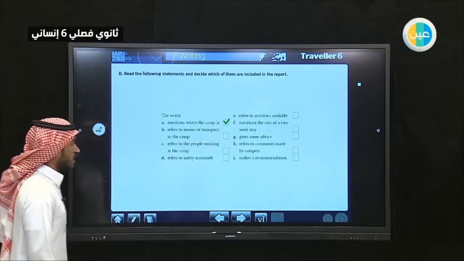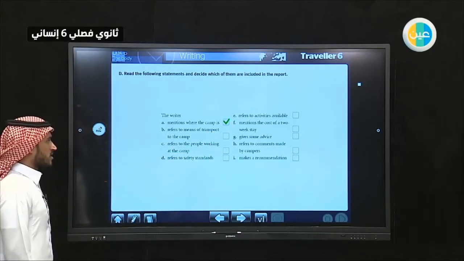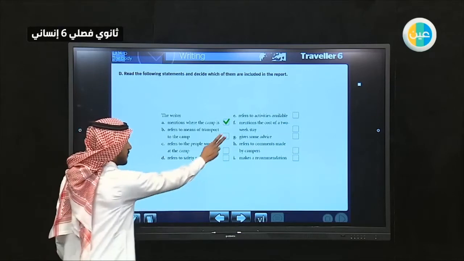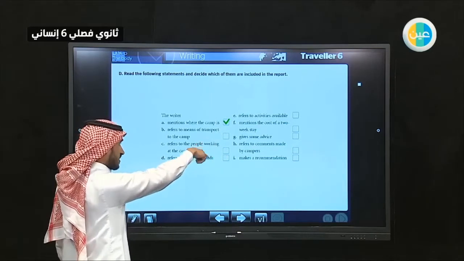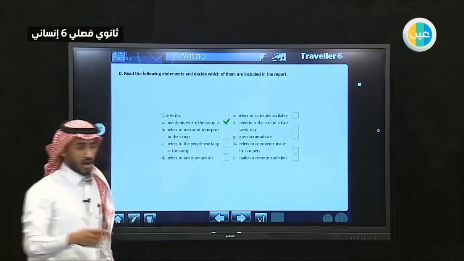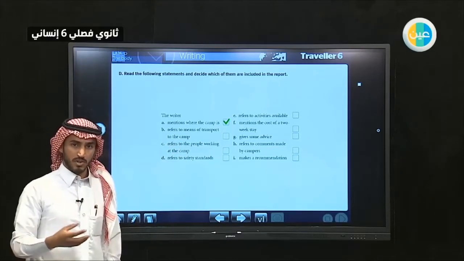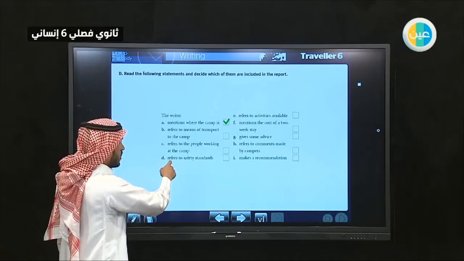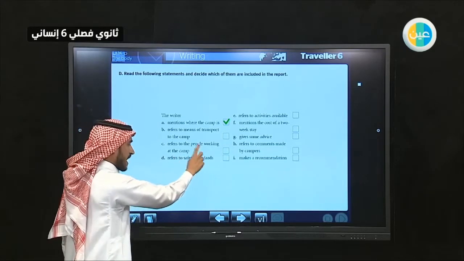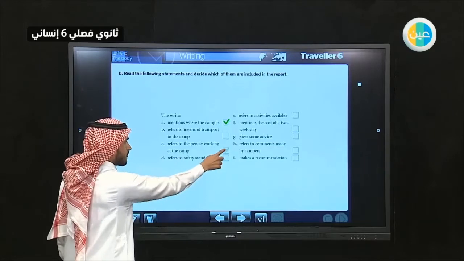tick. Number 2, refers to means of transport to the camp. So it doesn't tick because there is nothing, or they didn't talk about the transportation to the camp. Number 3, refers to the people working at the camp. This is the staff point.